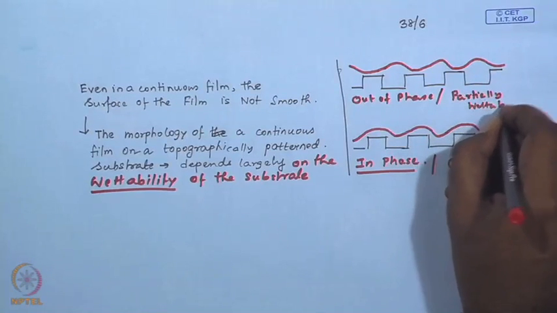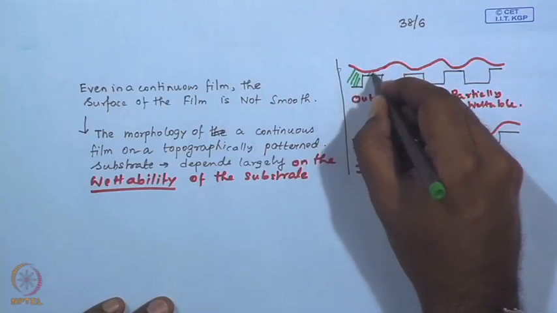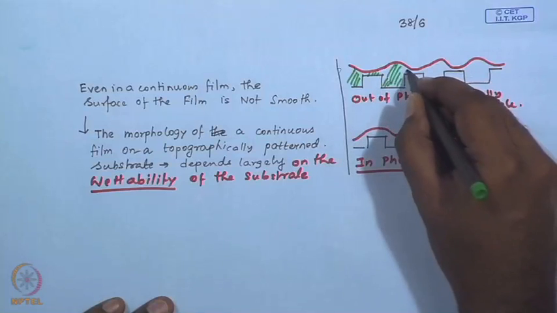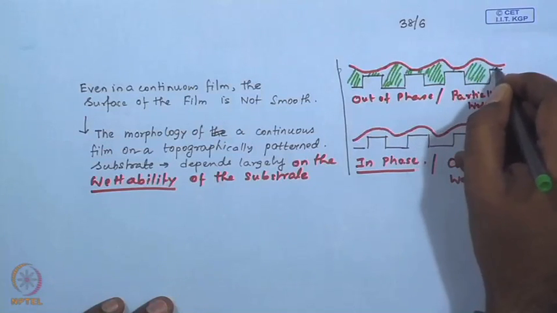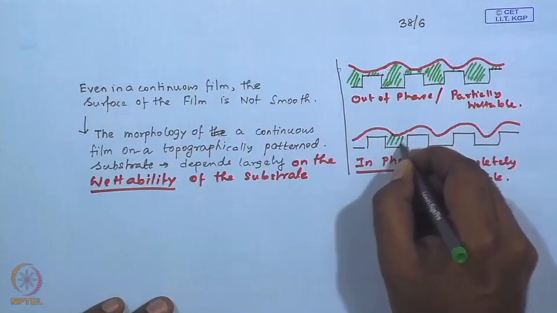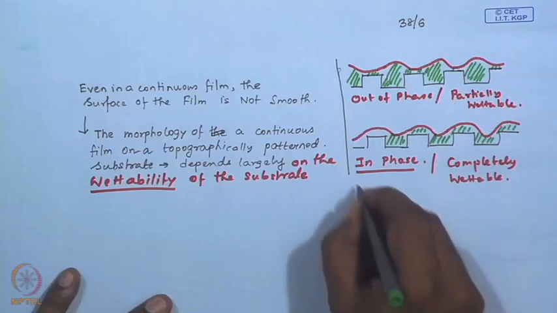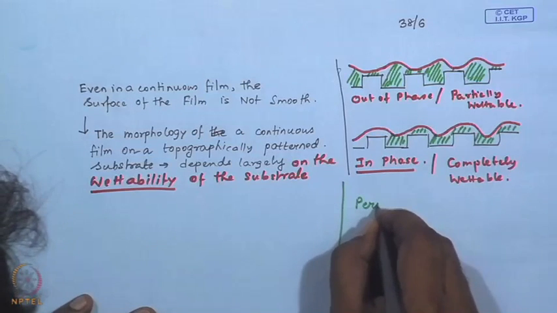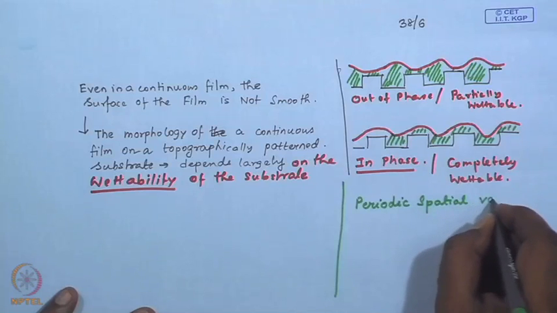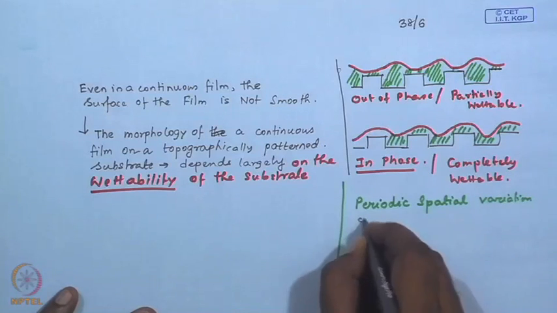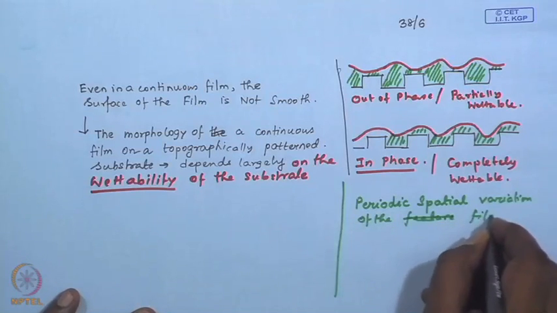So, this is a very recent and exciting finding. For a system like this, even if you have a continuous film, you can immediately understand that there is a periodic spatial variation of the feature height, of the film height or film thickness.